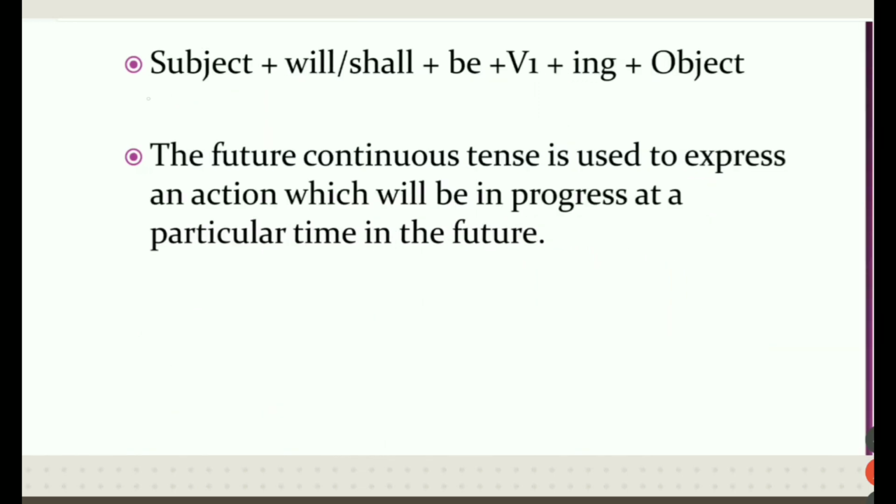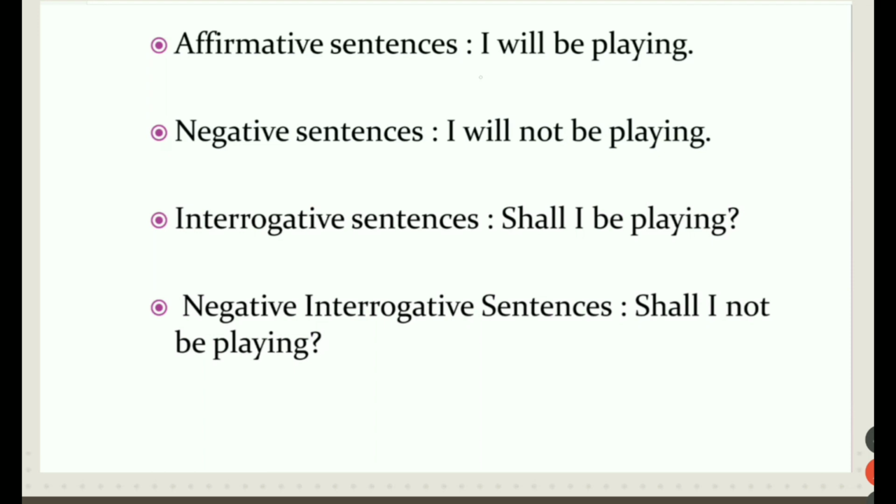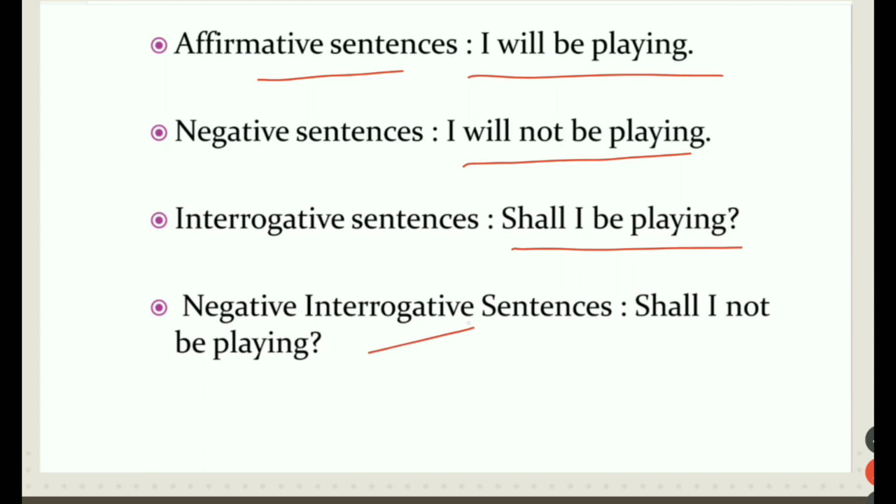The next form is subject plus will or shall plus be plus V1 and ing and the object. Now this is a future continuous tense, which is used to express an action which will be in progress at a particular time in the future. For example, I will be playing, and this is an affirmative sentence. The negative sentence would be I will not be playing. The interrogative sentence would be shall I be playing? And the negative interrogative would be shall I not be playing?